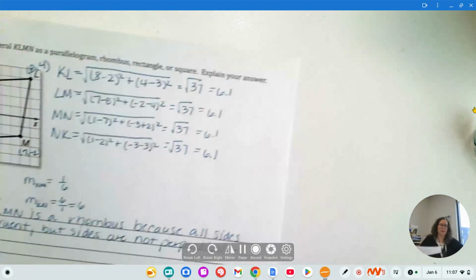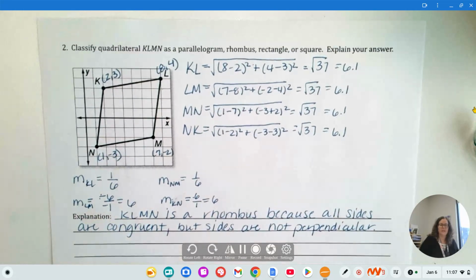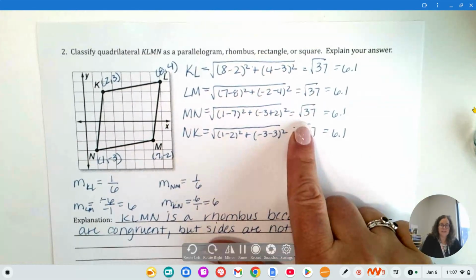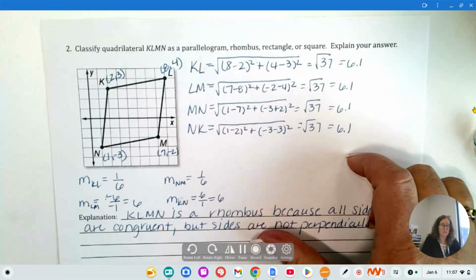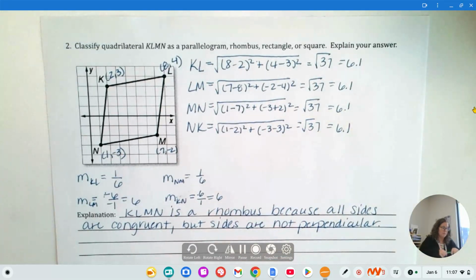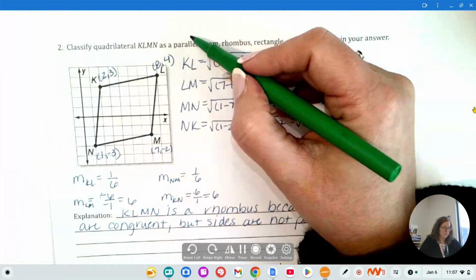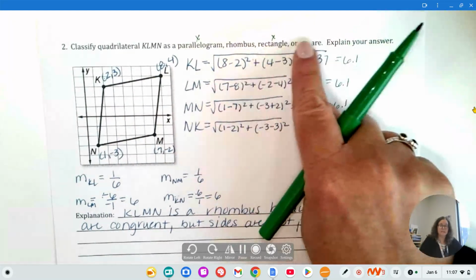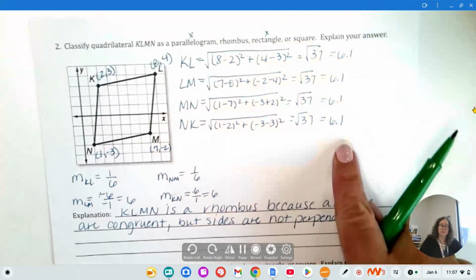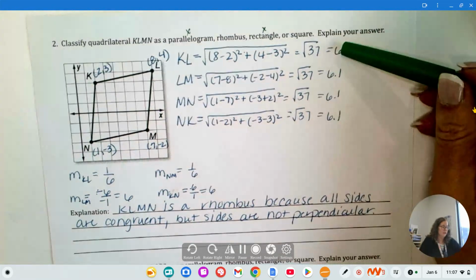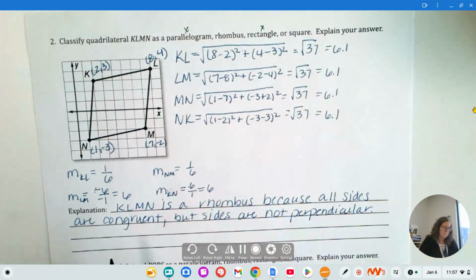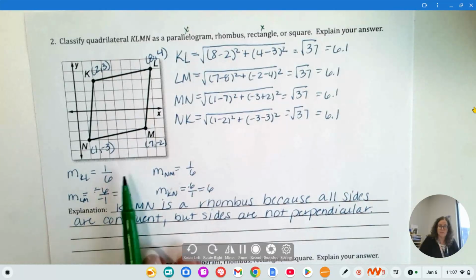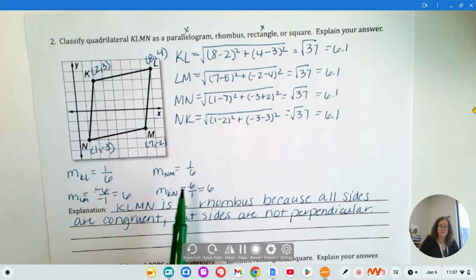All right, welcome back. Okay, so here is the end result for question number 2. All right, so if you did the 4 distance formulas correct, they all became 6.1. Okay, so if you're doing your problem then, you can take away parallelogram and rectangle because you wanted the most specific. A rhombus and a square have all 4 sides congruent, right? And then if you look at the slopes, we have 1 over 6 for the opposite sides, and then we have 6 for the opposite sides.